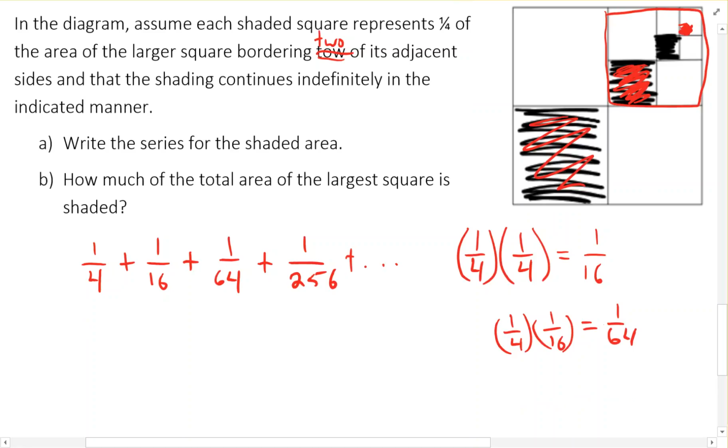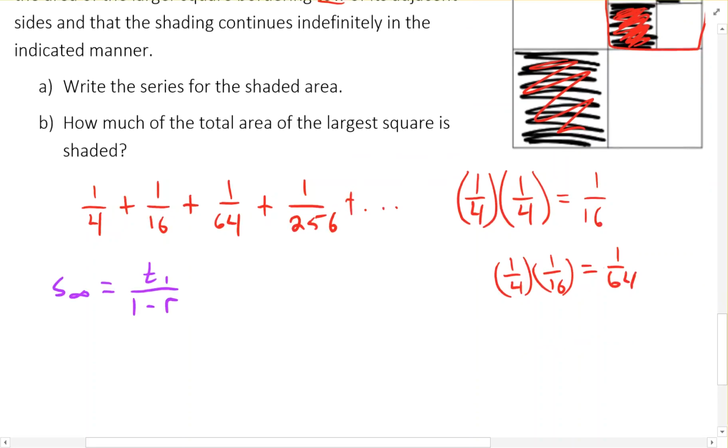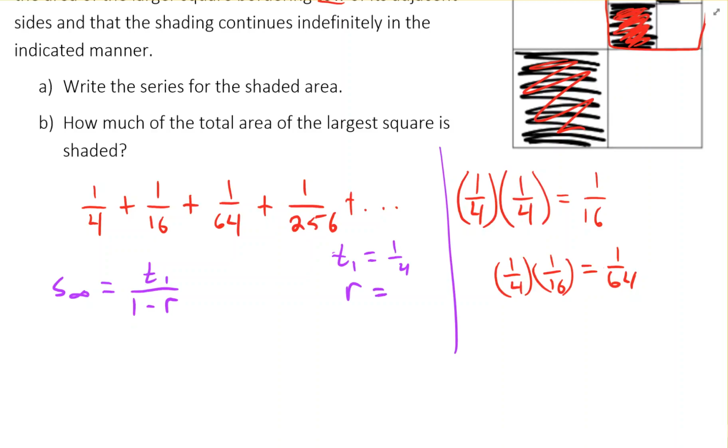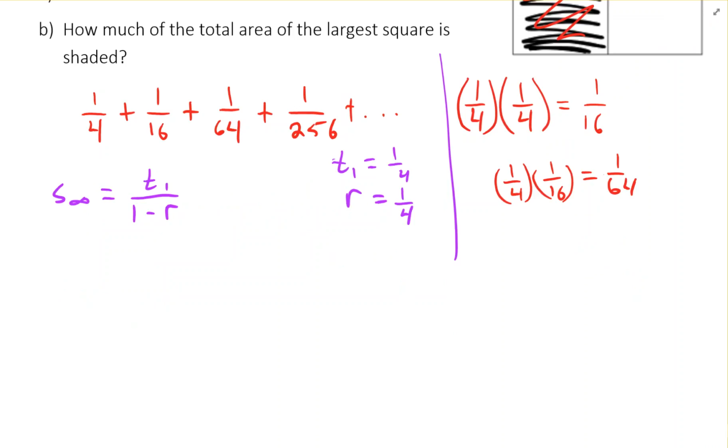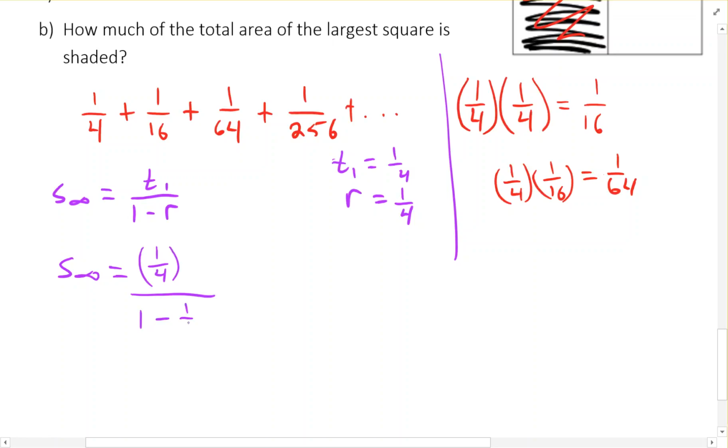So now let's use our new formula. So S infinity is going to be equal to T1 over 1 minus R. So we know T1. Let's write it maybe over here. So T1 was 1 over 4. Our R value was 1 over 4 as well. Okay, so as we fill this in, we're going to have S infinity. It's going to be 1 over 4. You might want to put in brackets. Over 1 minus 1 over 4.